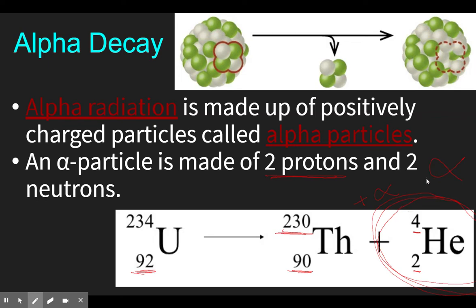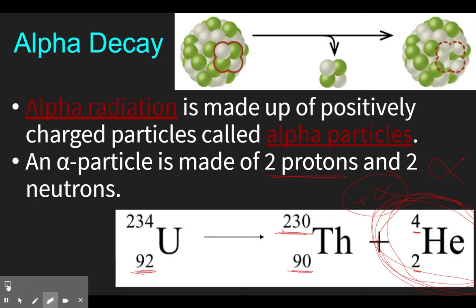So you can represent an alpha particle with just an alpha symbol or with this element symbol here. It doesn't matter so much to me. You should be able to read it both ways. You should be able to write it both ways. So I would recommend practicing it both ways.